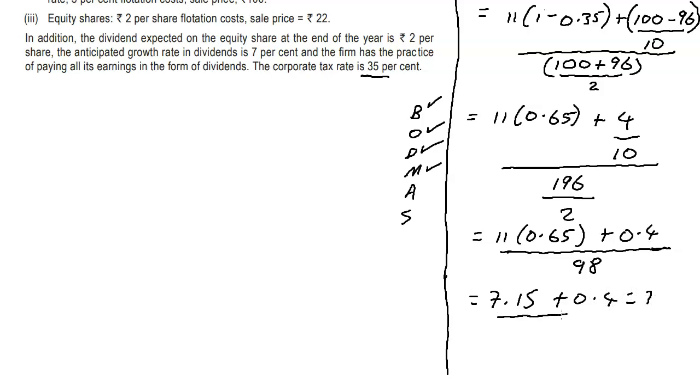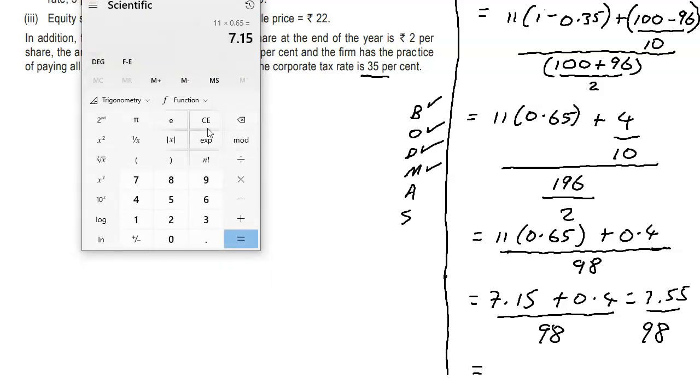Okay, and keep in mind we are still being divided by 98. Which is equal to 7.55 upon 98. Okay, and finally we will get a decimal answer. So 7.15 plus 0.4 gives me 7.55, upon 98 gives me 0.077. Okay, and I'm going to take it up to 4 decimal places with rounding. Now 4 is less than 5, so it's just going to be 0.0770.